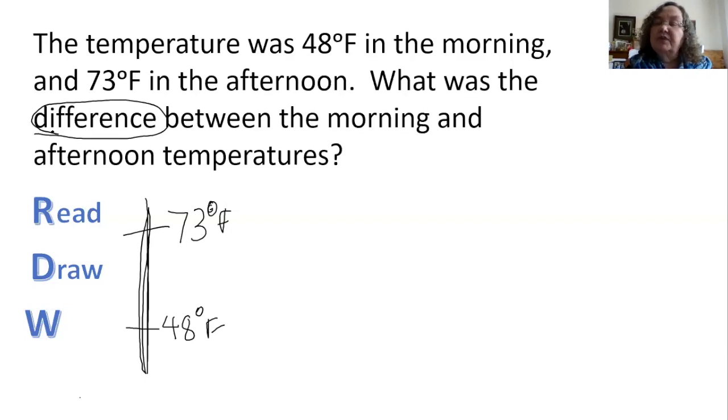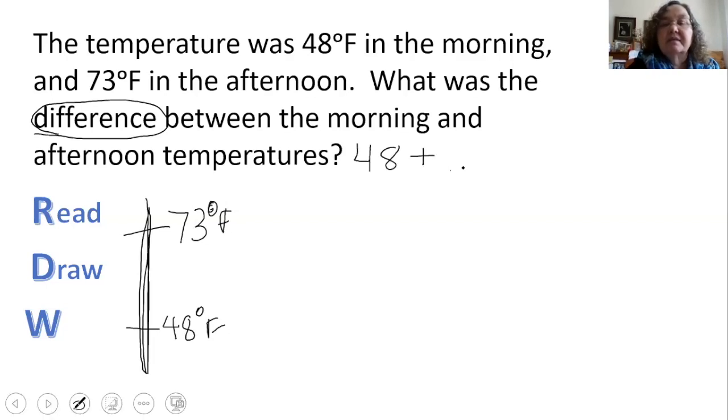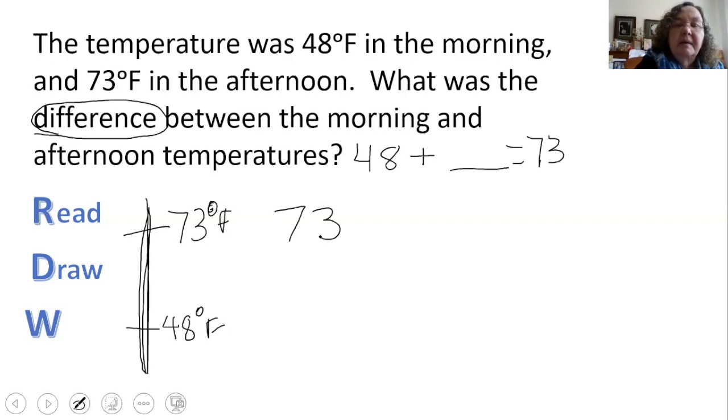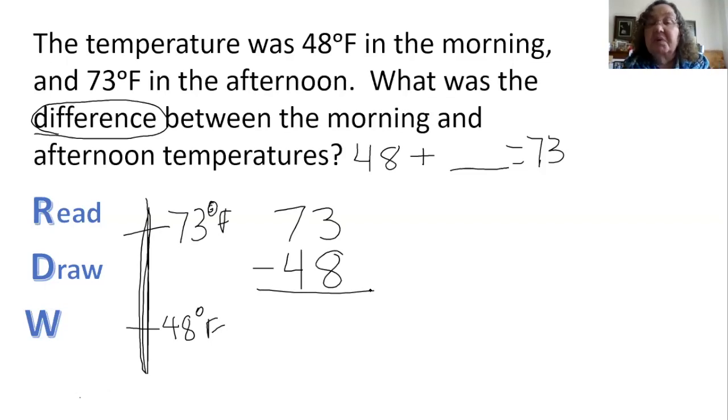So what would you want to do? You could add, but I would have something like this where 48 plus something equals 73. What else could I do? I could use the inverse, and I could say 73 minus 48 would get me the answer. Okay, so now let's solve this.